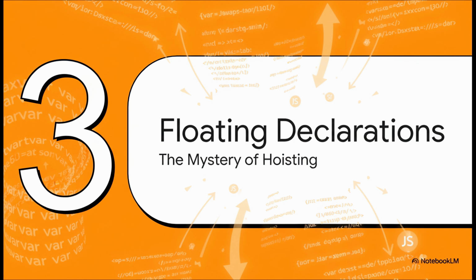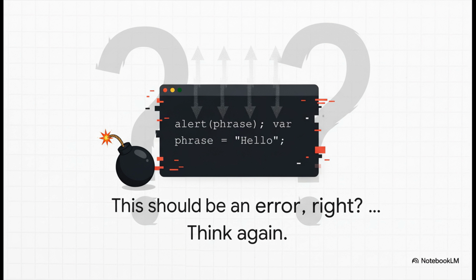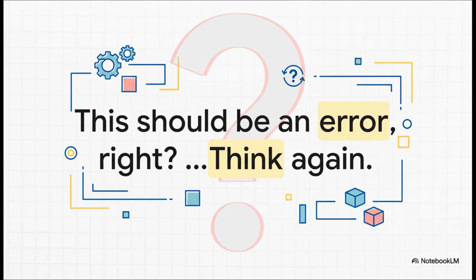Okay, so if you thought the scope thing was weird, get ready. var has another little trick up its sleeve. It's a behavior called hoisting, and it makes it seem like your variable declarations are just magically floating to the top of your code. All right, take a look at this snippet. We're trying to alert a variable before we've even declared and assigned it. Now, everything you know about programming says that this should just break, right? It should throw a big fat error. But think again, because weirdly enough, it doesn't crash. So what in the world is going on here?